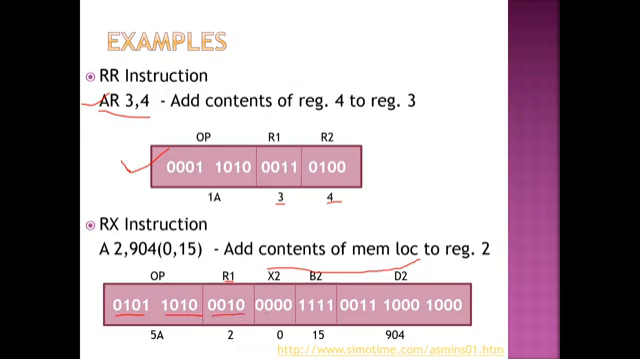My second operand, of course, is a memory location. What is this? Index register. I'm going to use register 0 as index register. So 0 0 0 0 represents register 0. I'm going to use register 15 as my base register. So 1 1 1 1 is my base register. What is my displacement? My displacement is nothing but 904.